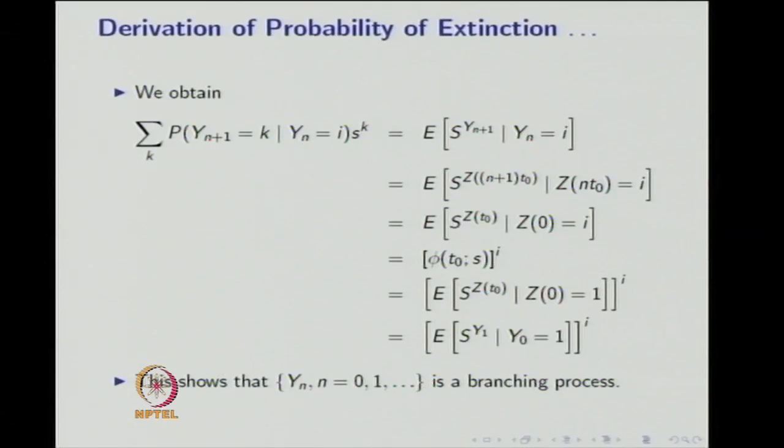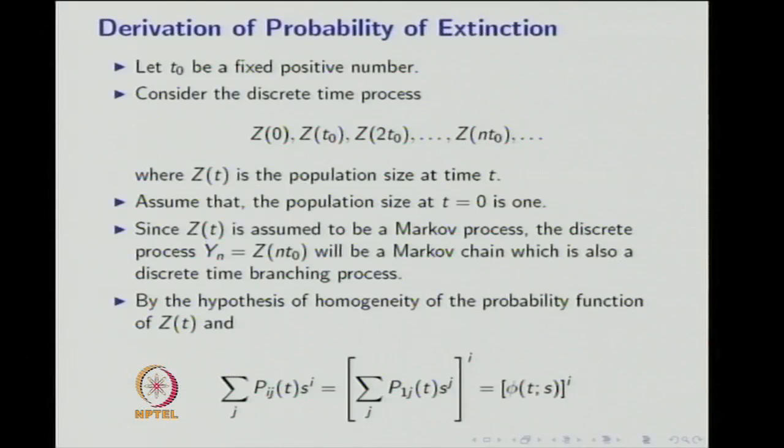But that is nothing but ψ(t₀, s^i). That can be written as the expectation of s^(Z(t₀)) given Z(0) = 1, the whole power i. That is the same as the expectation of s^(Y₁) given Y₀ = 1, the whole power i. This shows that Yₙ is a branching process. Yₙ is a discrete time branching process. So using this, we have proved that Yₙ is a discrete time branching process.